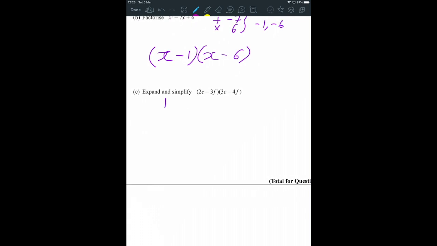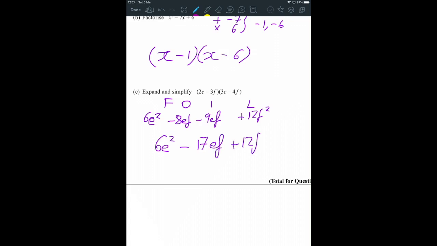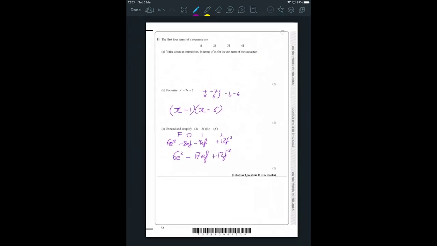Expand and simplify. We're going to FOIL this one. First, we've got a 2e and a 3e, 6e². Outside, −8ef, another −9ef. And the negative times the negative makes 12f². We need to simplify now. We can collect together those middle two terms. And nothing more we can do with that. None of those are like terms anymore.